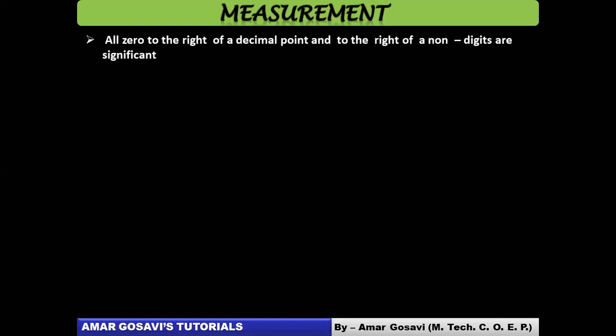There is one more rule to be ascertained before we go for the questions. Okay, and what it says: all zeros to the right of the decimal point and to the right of a non-zero digit are significant. Okay, so what it means? Let's have an understanding over here. So let's talk about the number 0.40. Okay, so which zeros they say they are significant?